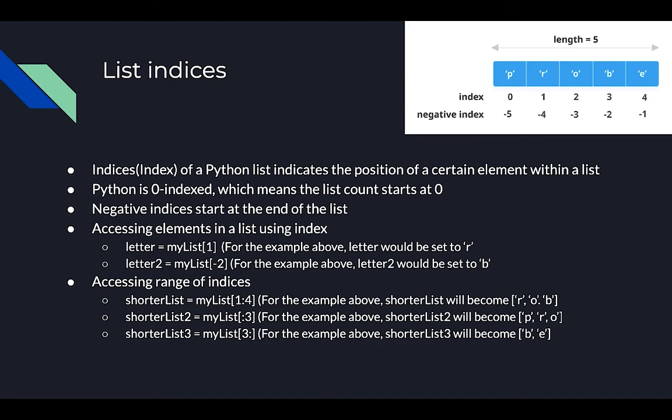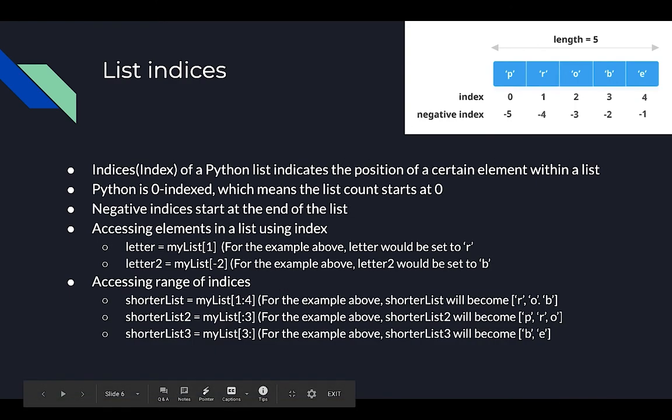So it would print out R, O, and B. And then another example is my_list[:3]. That would actually print out everything between 0 and 3. And then there's also my_list[3:], which is different from [:3]. For the third one, it would print out everything from 3 to the end. So in this case, it would just be B and E.